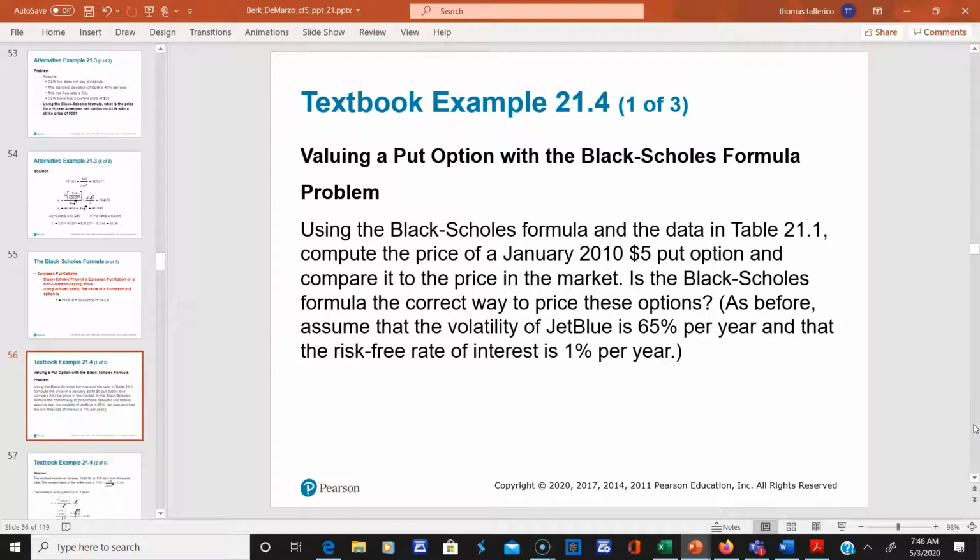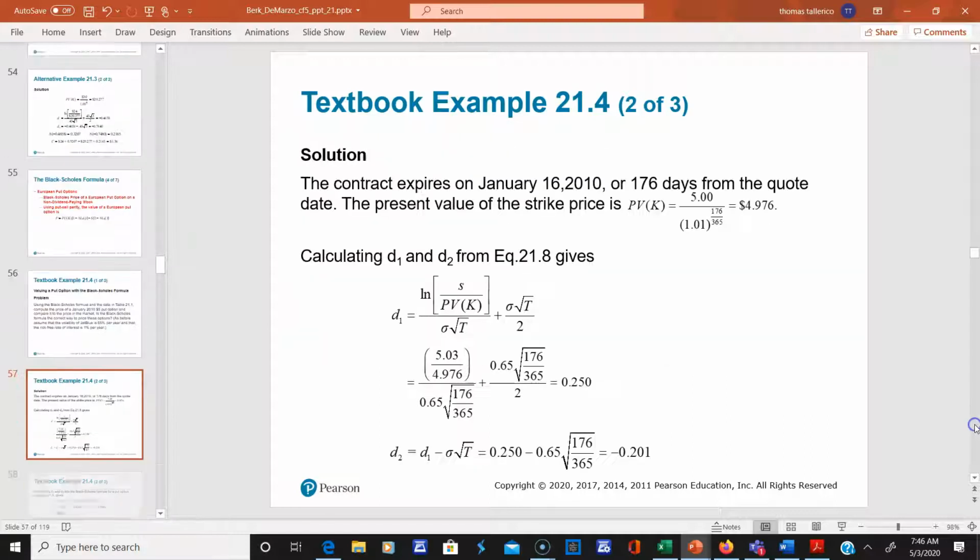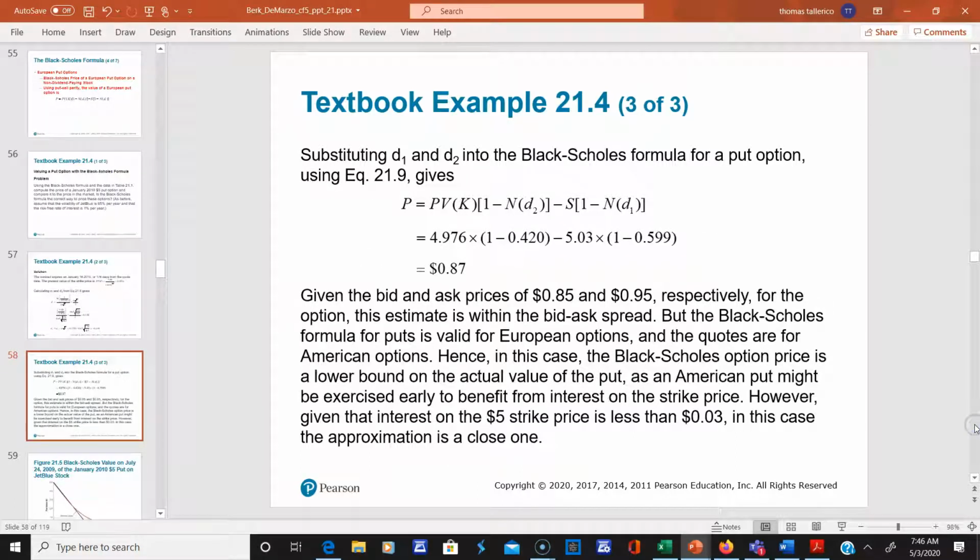And here's a nice example that they go through, again for JetBlue, on a put option. And they go through all this math, and they come up with 87 cents per share times 100 shares. That would be $87. And here's the numbers from the table. So you can see it's kind of right in the middle. So it's within the bid-ask spread, right?